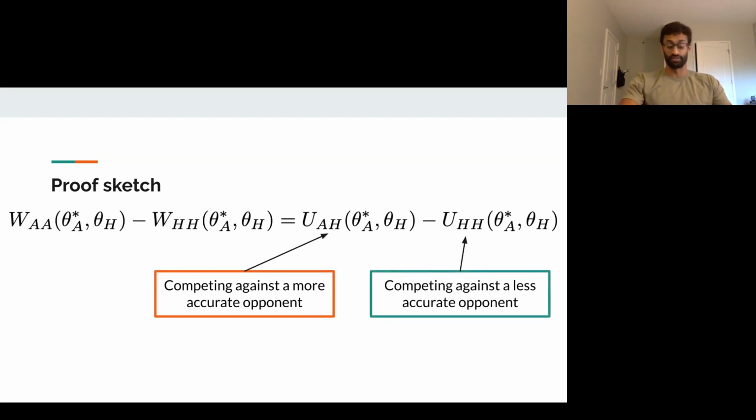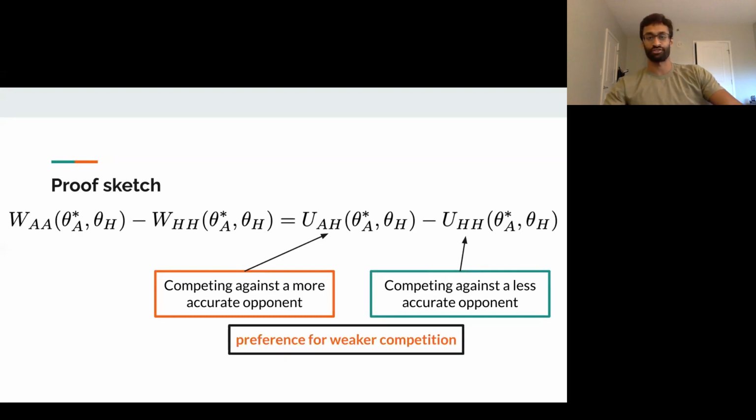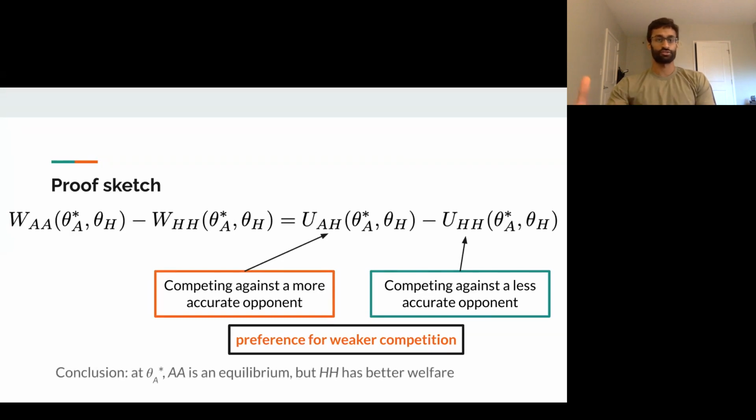Of course, this preference for weaker competition that we initially started with tells us you'd rather compete against a less accurate opponent. And so this leads us to our conclusion. We said that at this theta A star, both firms using the algorithm was an equilibrium, but it turns out that both firms using the human has strictly larger welfare.